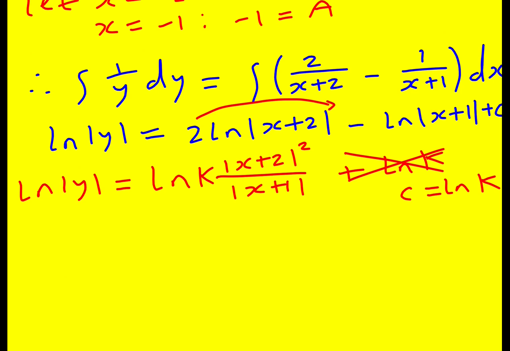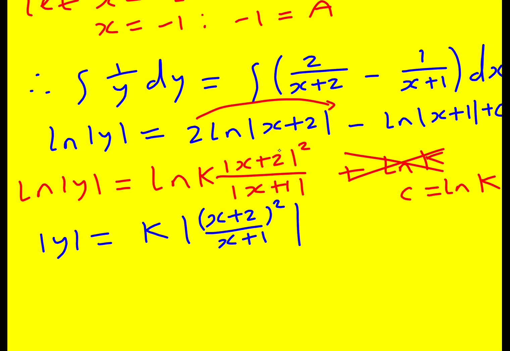Now we can essentially just undo these logs. If these two things are equal, then we can write down the modulus of y is equal to k times the modulus of x plus 2 squared over x plus 1. I brought the modulus around the whole thing. That's absolutely fine because this is positive, this is positive. It doesn't matter what's going on here. Equivalently, if you don't like that, you can imagine raising both sides to the power e, and then these cancel, and you get the same thing.